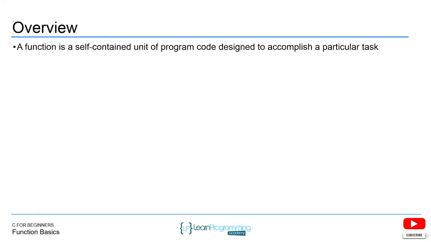We're starting a new section. Our section is based on functions, so we're going to talk about some of the basics of functions first. A function is a self-contained unit of program code designed to accomplish a particular task. That's a high-level definition. A function is something you can invoke that helps you reduce duplication of code. It's self-contained inside the code itself, and it has just some task that it's going to accomplish.